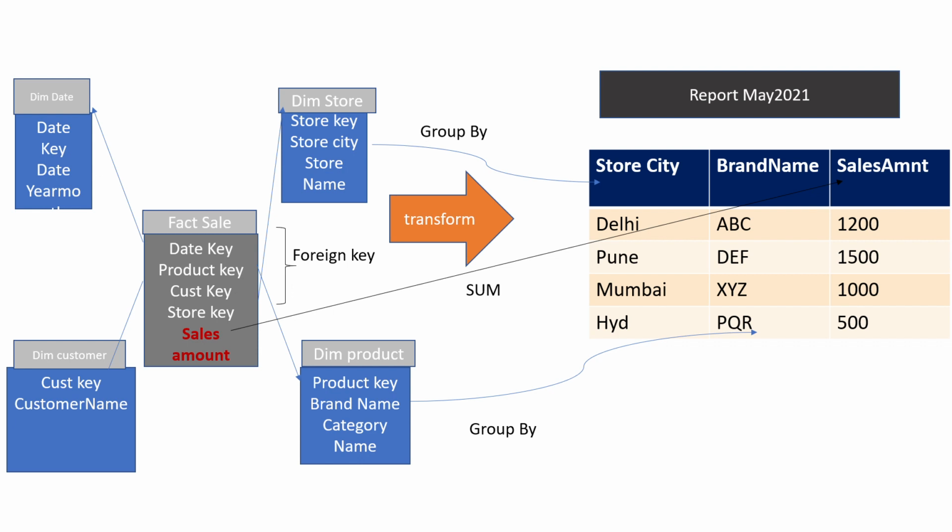In the next video I will try to explain more on the different types of fact tables and different types of dimension tables, and we'll try to understand more by designing the dimensional model or star schema.